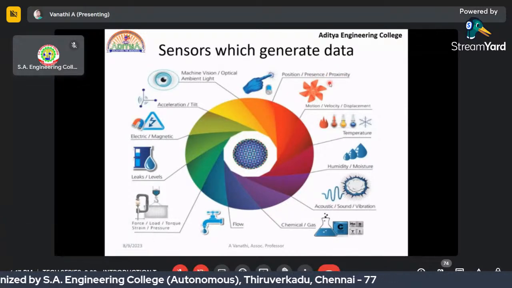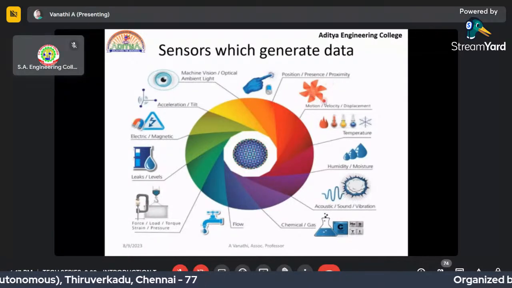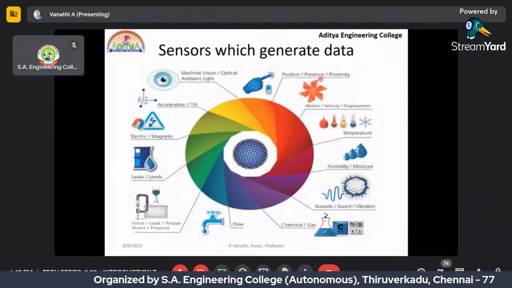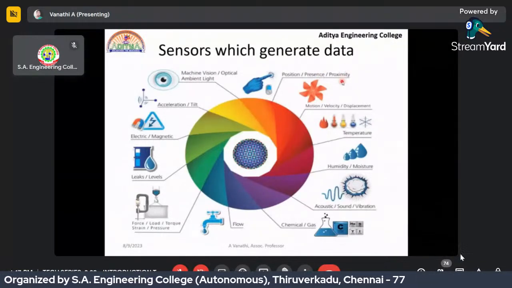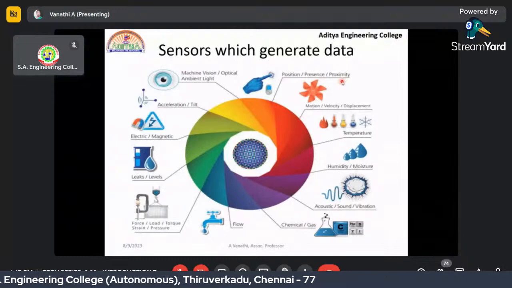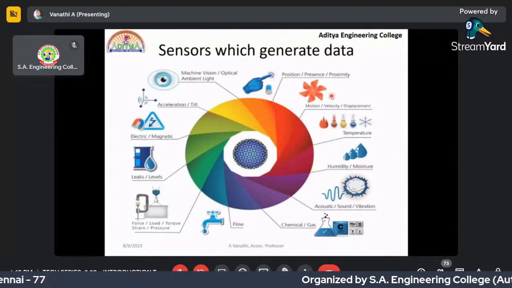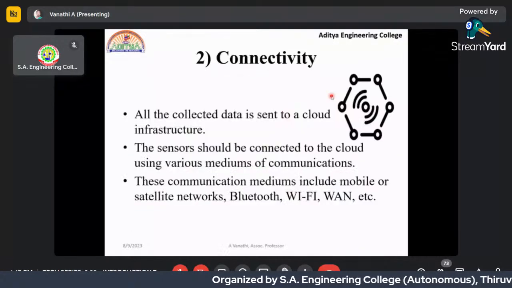So what happens automatically when the mobile is on and you are in a call, when you take it near your ear, you can see that the intensity of your mobile will be reduced. This is mainly due to the proximity sensor. The brightness of your mobile will be reduced, and it is going to make the radiation also reduced due to this proximity sensor only.